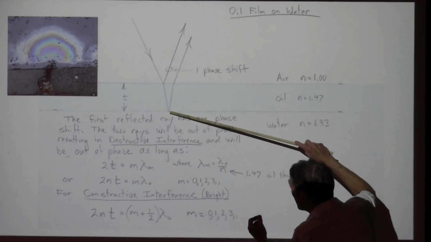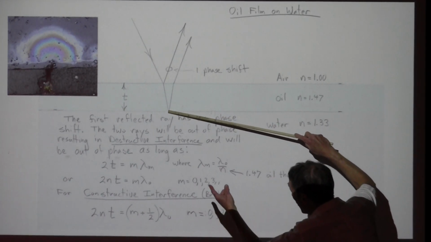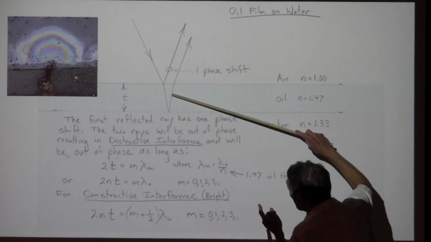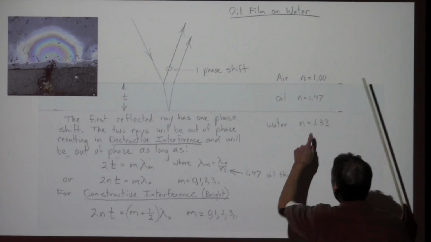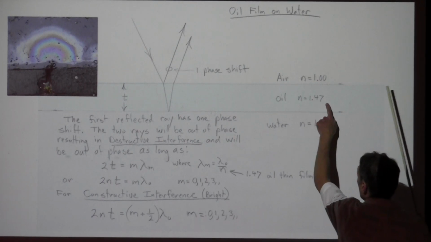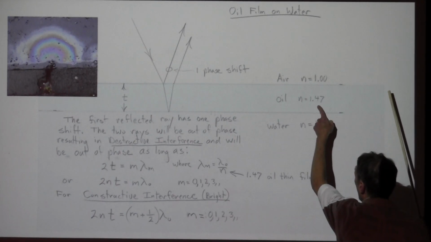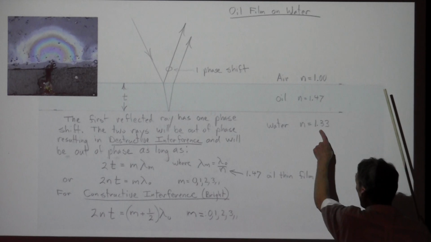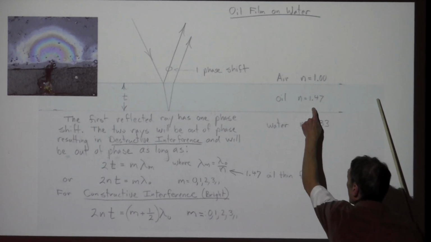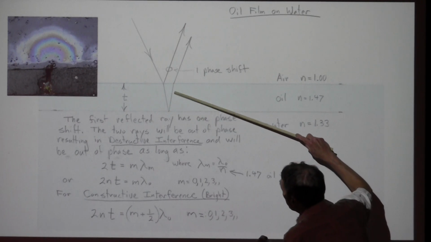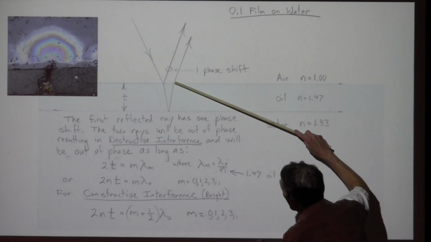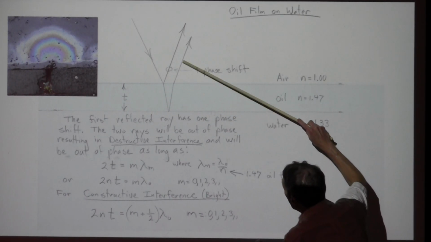This one will come through. Actually, it also transmits, but it also reflects. Here I'm going from almost 1.5 to water, 1.33, so I'm going from a higher index to a lower index. So on this reflection, there is no phase shift on this other ray.